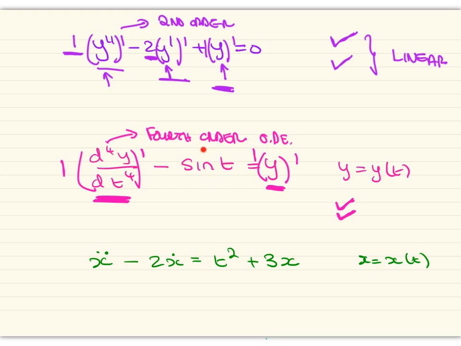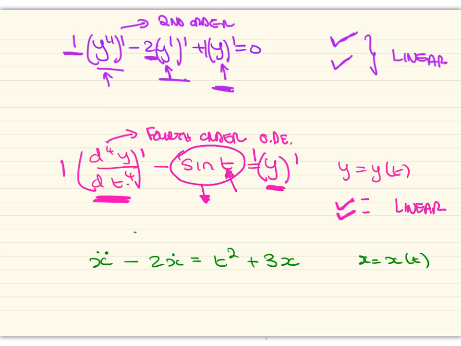This term here does not make this equation nonlinear. First of all, sine t is a nonlinear function, but it's nonlinear in the independent variable only, and so this term here does not involve the dependent variable. So in actual fact, because both of those checks took place, this equation is linear, regardless of the fact that this term is nonlinear in the independent variable. I want you to understand that idea fully.